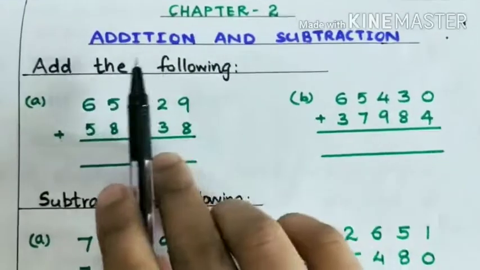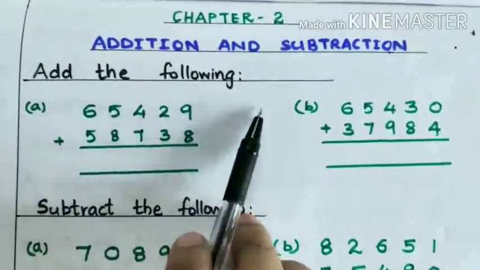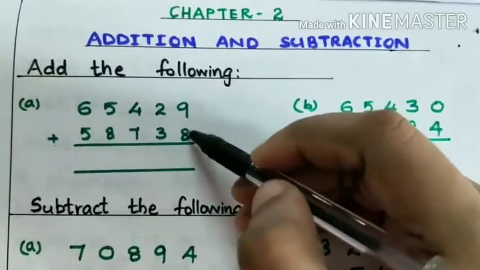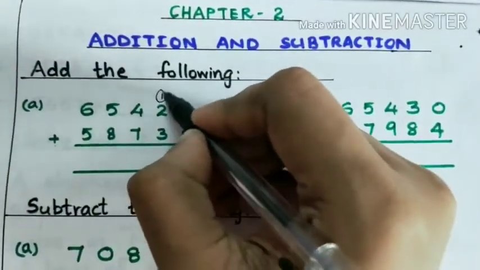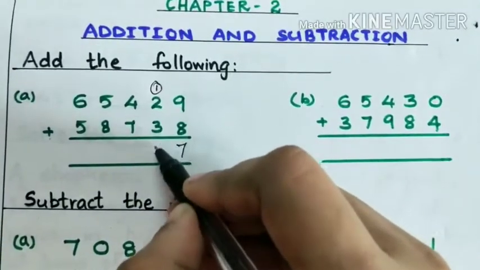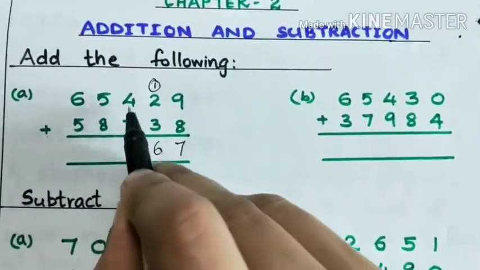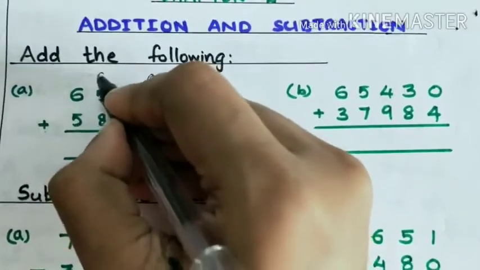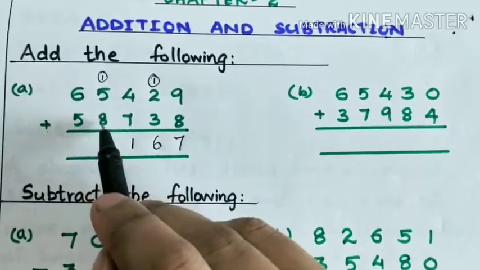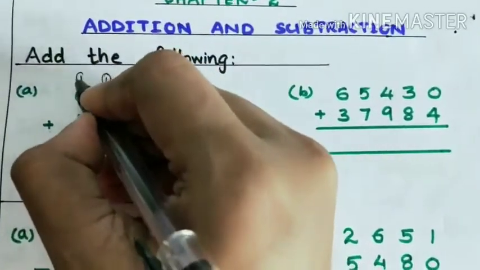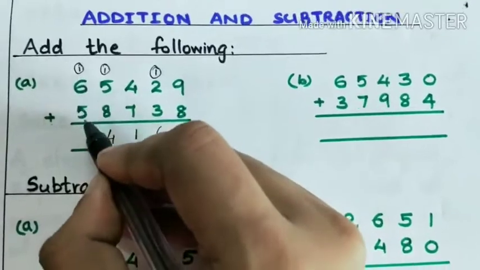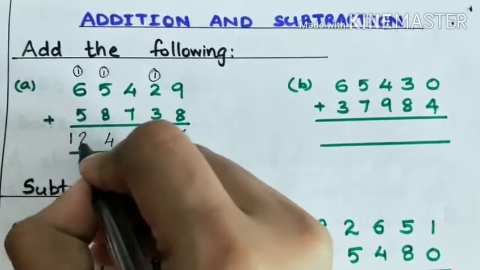Chapter 2, Addition and Subtraction. Add the following. 2 questions are given here. We have to add it. 9 plus 8, 17. 2 plus 1, 3. 3 plus 3, 6. 7 plus 4, 11. 5 plus 1, 6. 6 plus 8, 14. 6 plus 1, 7. 7 plus 5, 12.